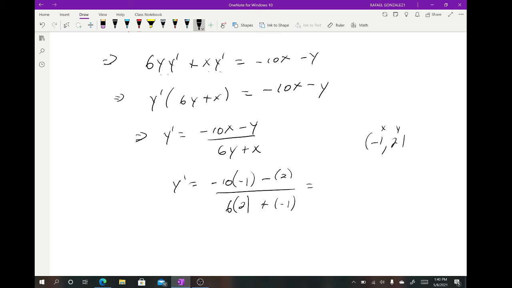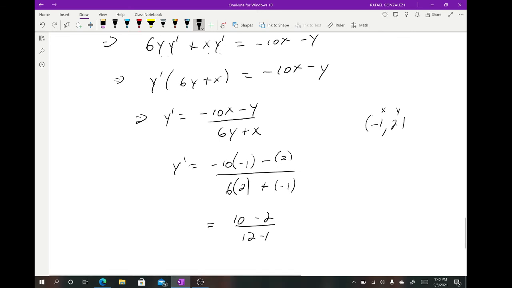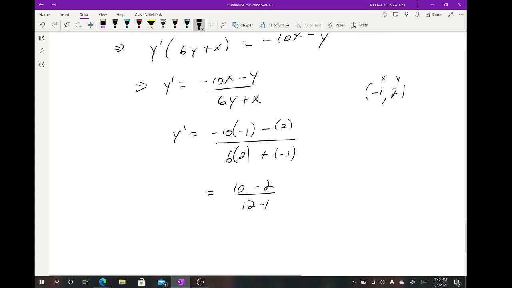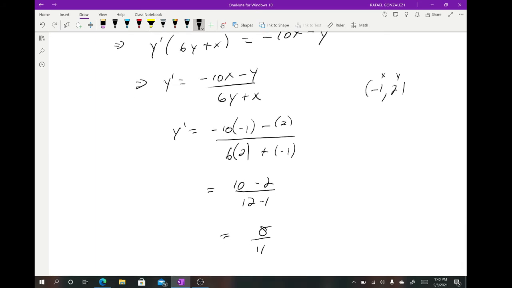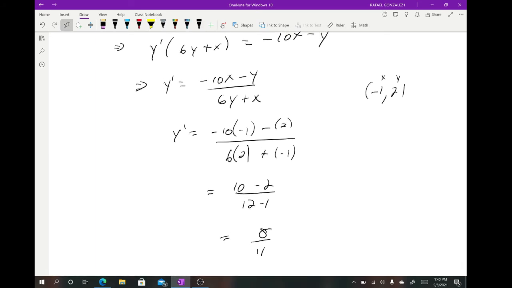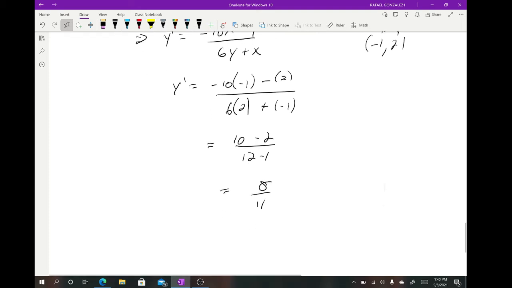So this is equal to 10 minus 2 divided by 12 minus 1, which is equal to 8 divided by 11. Okay, this is good. 8 divided by 11. Now, all I needed to do was find out the slope.